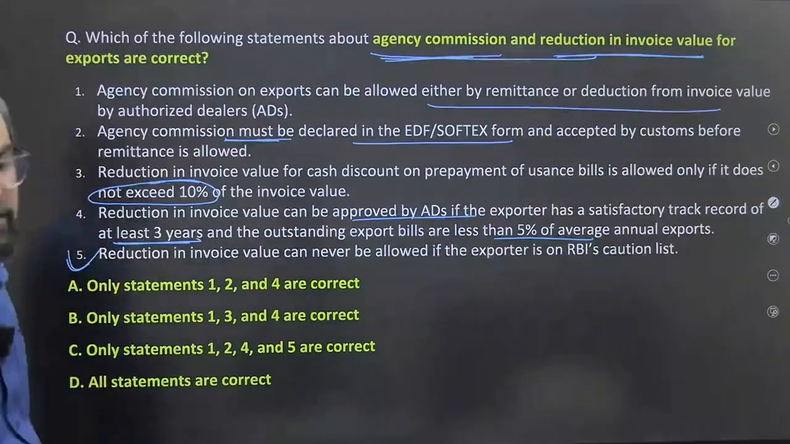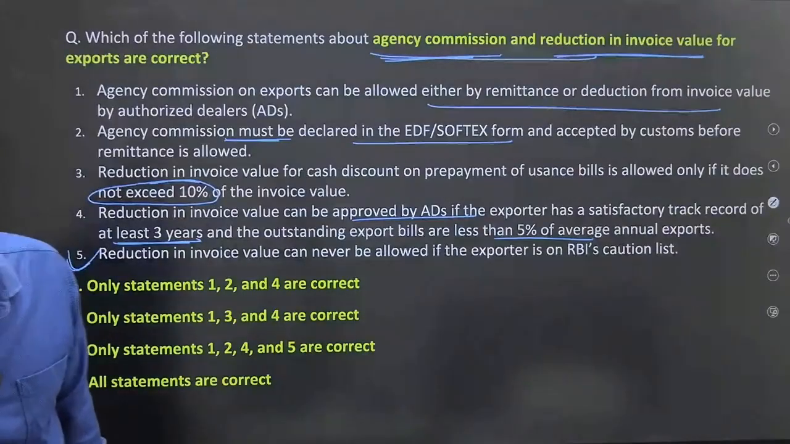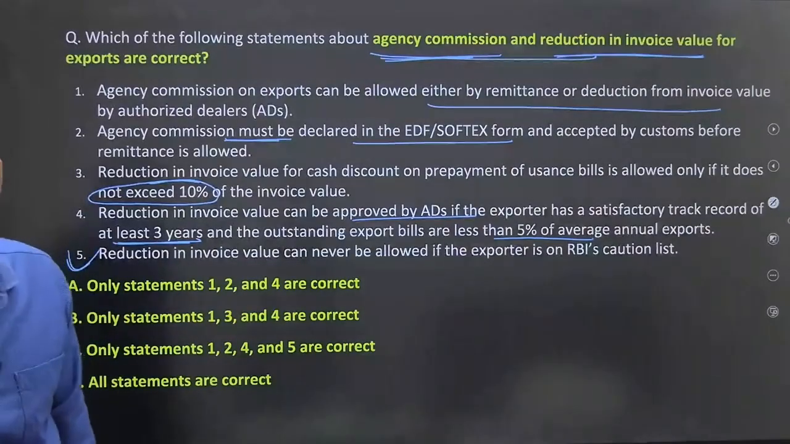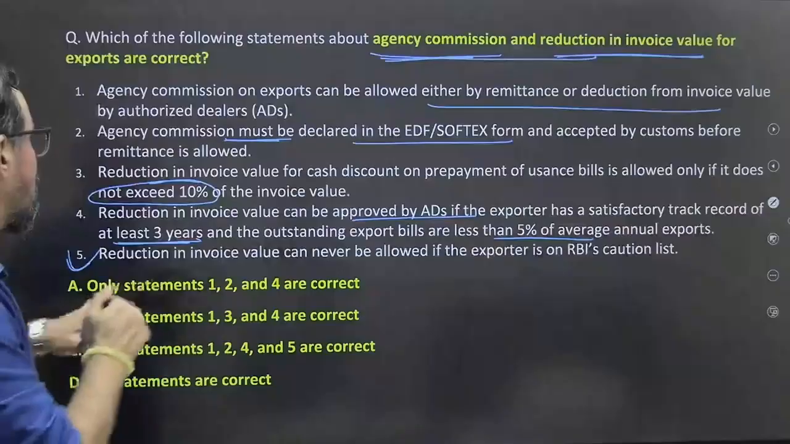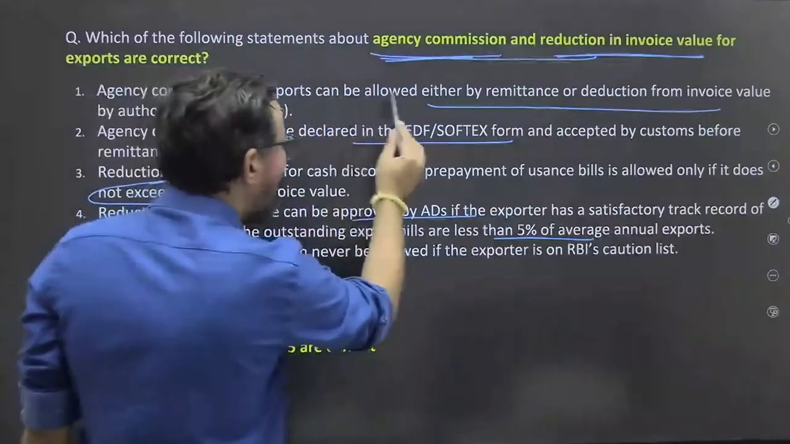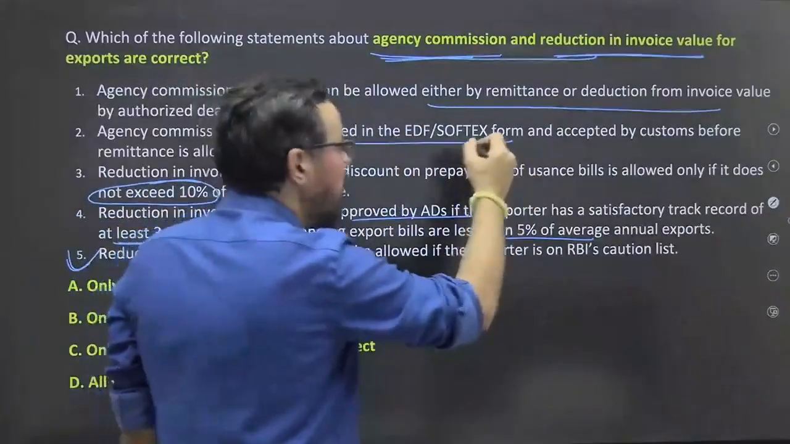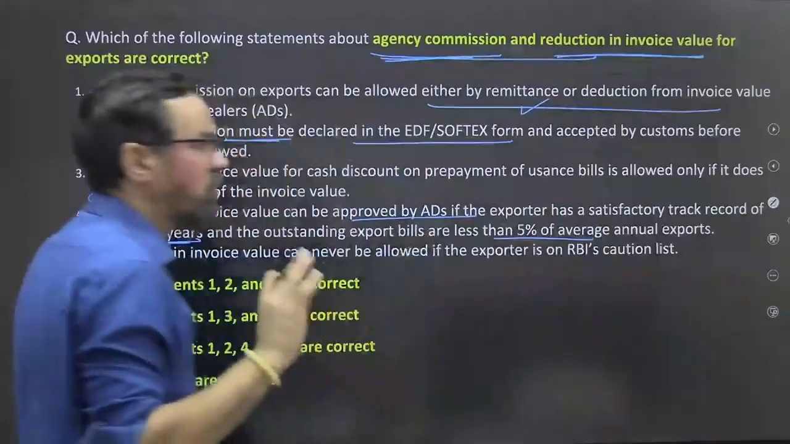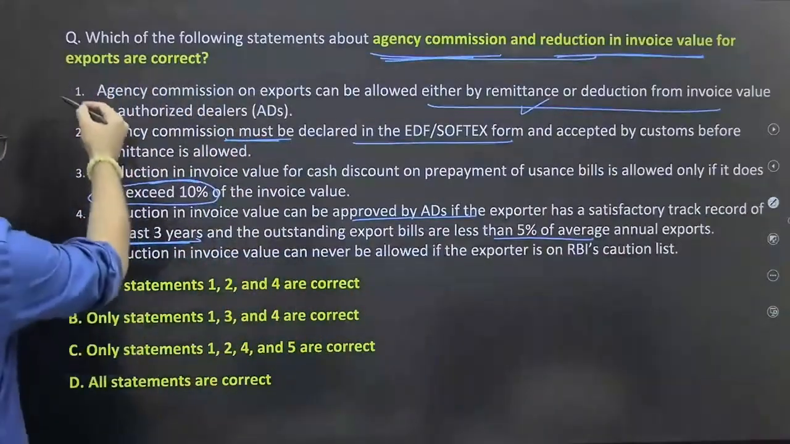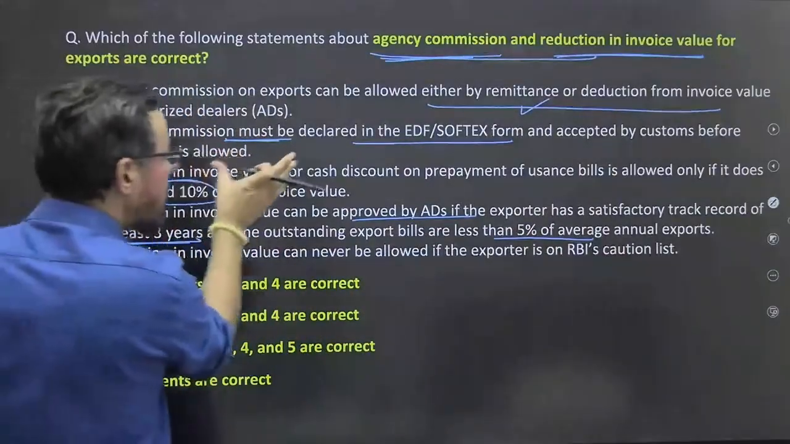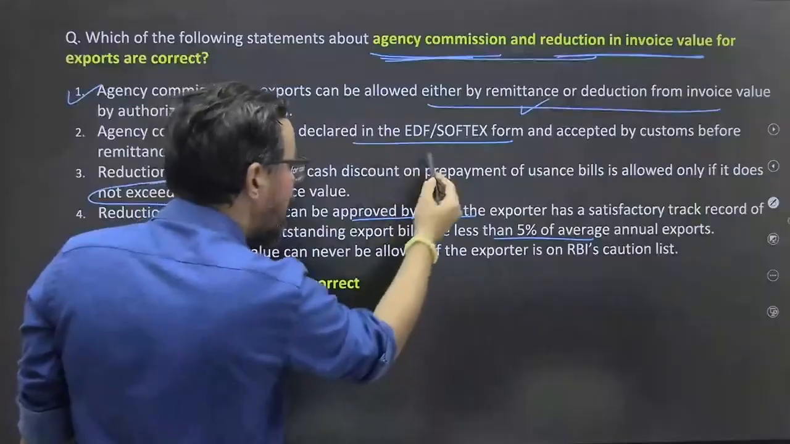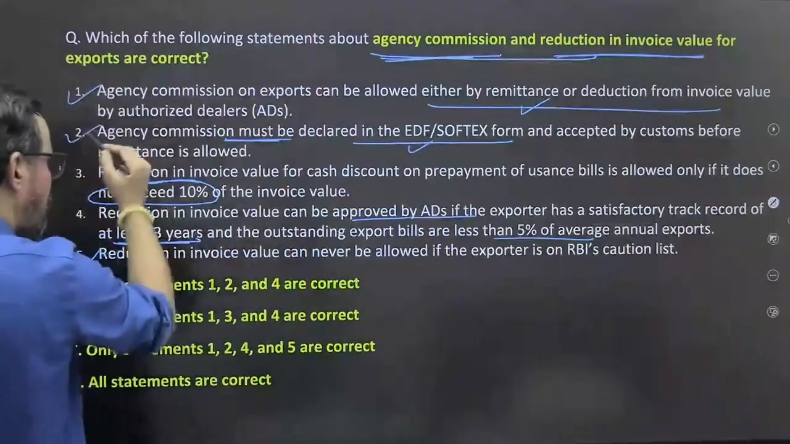Okay, got your answer, guys? What will be your correct answer? Anyone who wants to answer this question? See, agency commission on export can be allowed either by remittance or by deduction from the invoice. 100% true, there is no issue with this. Commission must be declared in EDF or SoftEx. That is also allowed.